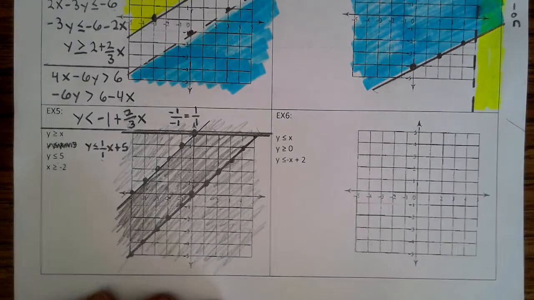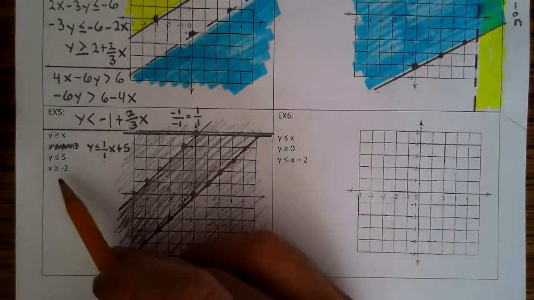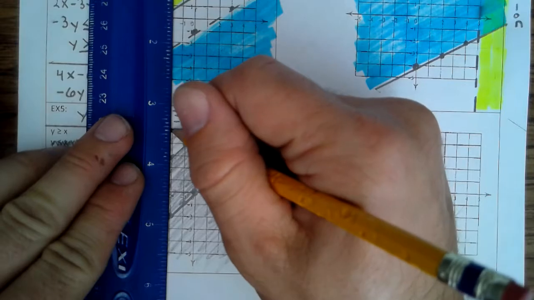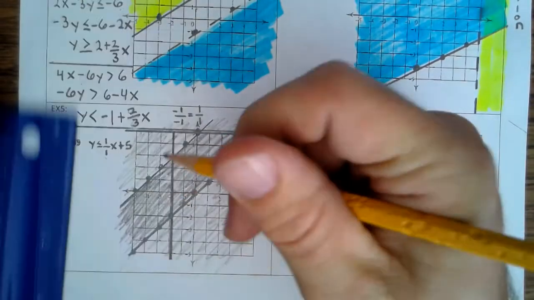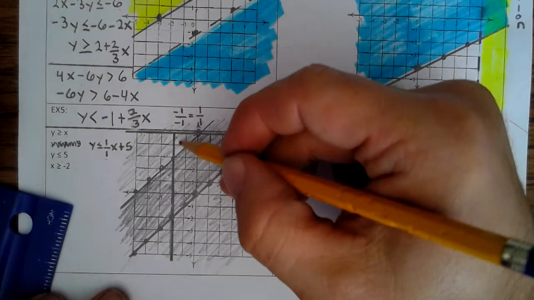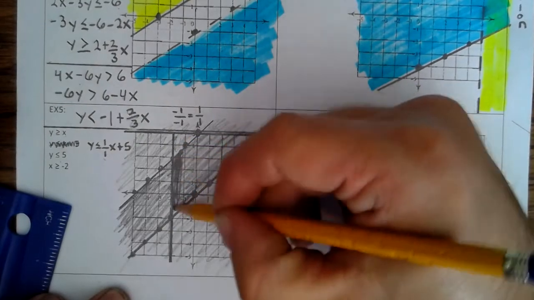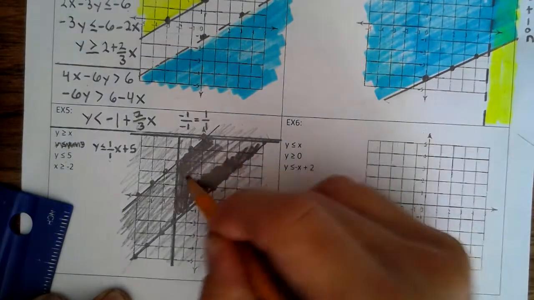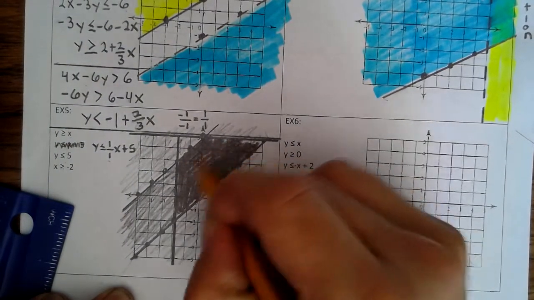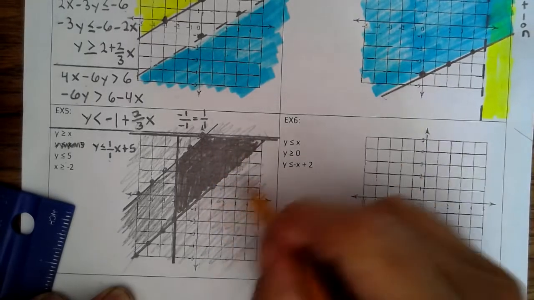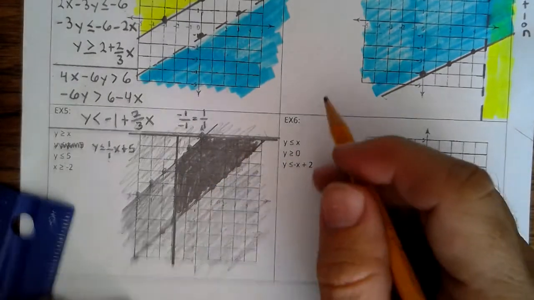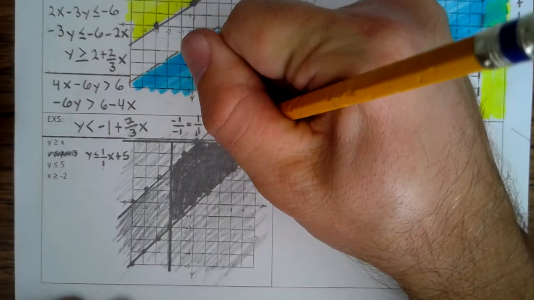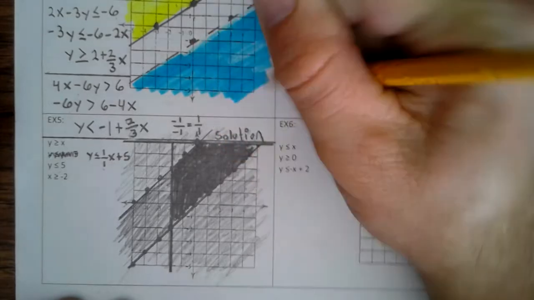Okay. All right, and then the last one, x is greater than negative 2, so negative 1, negative 2, a vertical line. And so it's greater than, so this got darker, but this got really dark because this is the overlapping region. And then that got slightly dark. Okay, so this is your solution right here. Is right there.